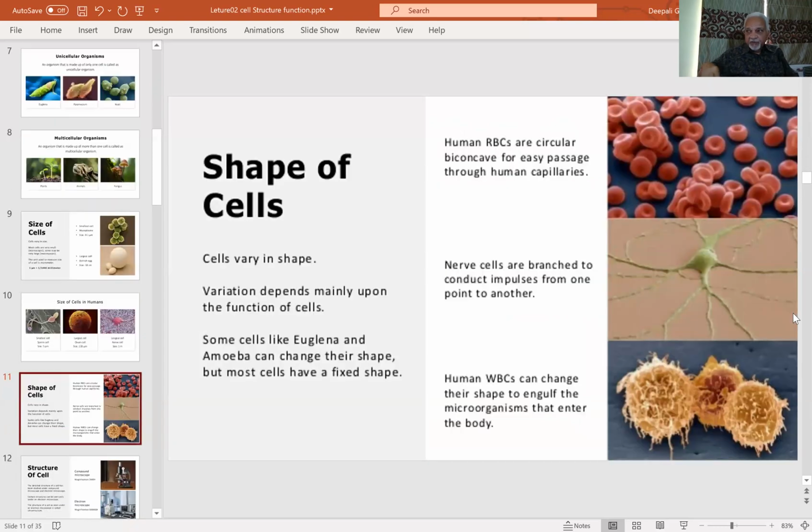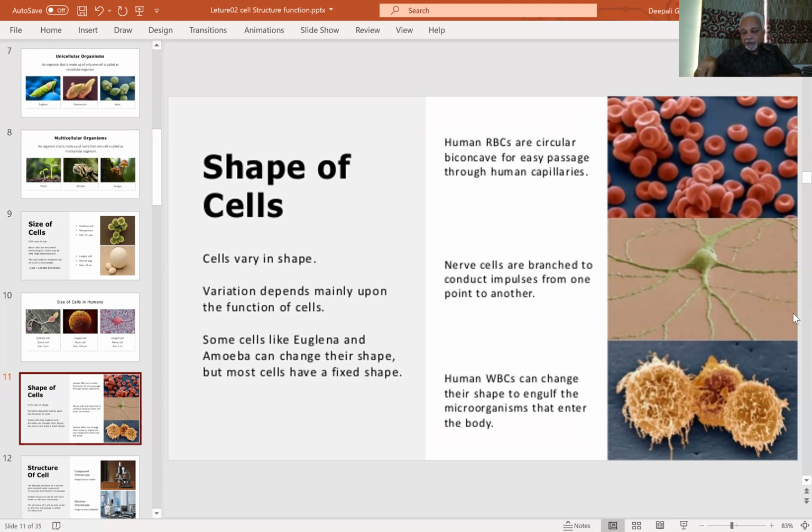And also, the shape is different. If you compare RBC, nerve cells and the WBC, they look so different. So the point I'm trying to make here is that the basis of life, or the unit of life, differs in size from microscopic to macroscopic, and in shape. They are different depending on the kind of function they perform.